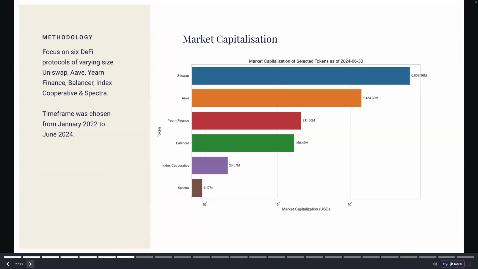So how did I approach this research question? Primarily, I decided to focus on six different DeFi protocols of varying size, namely Uniswap, Aave, Yearn Finance, Balancer, Index Cooperative, and Spectra. You can see the market capitalization ranges from 6.7 billion to 9 million. So in my analysis, I have a wide spectrum of different sizes of protocols, and the time frame was chosen to be from January 2022 to June 2024.